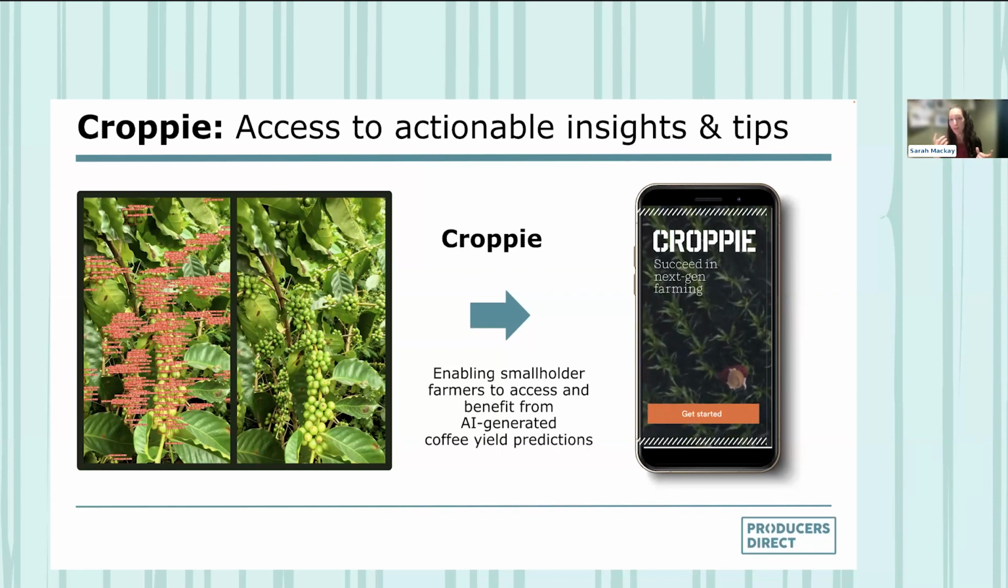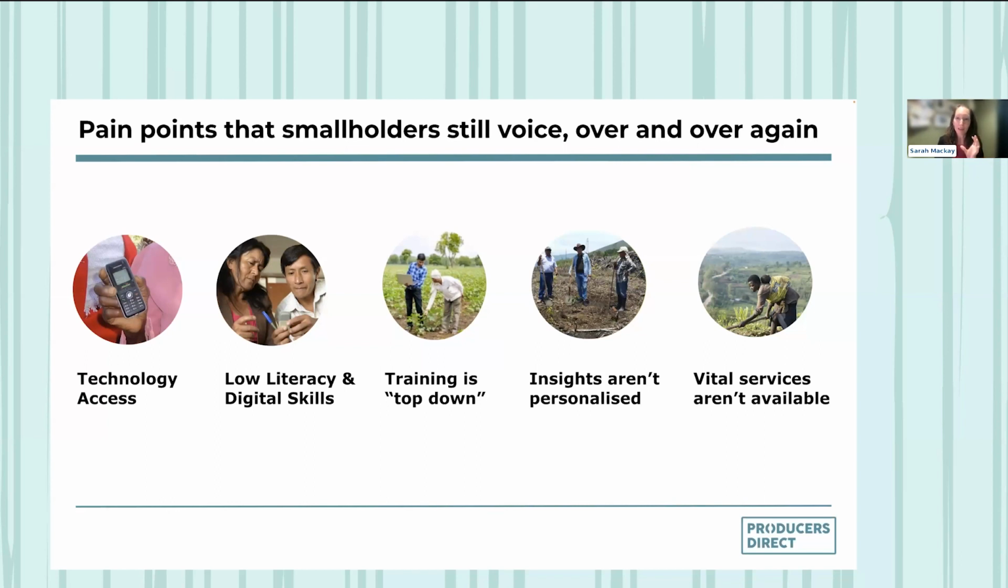So far, we started with a simple use case, which was enabling a farmer to take a photo of their coffee cherries in order to get an AI-driven yield prediction back to their phone, and then be able to access personalized tips and advice along the way. And we have collected already in just 2 or 3 years about 2 million data points. We've worked with about 3,000 farmers to design the digital solution. And where we are now is that we have a really clear idea of what the pain points are for smallholder farmers, and that's what we want to focus on now as we develop the next stage of Croppy.